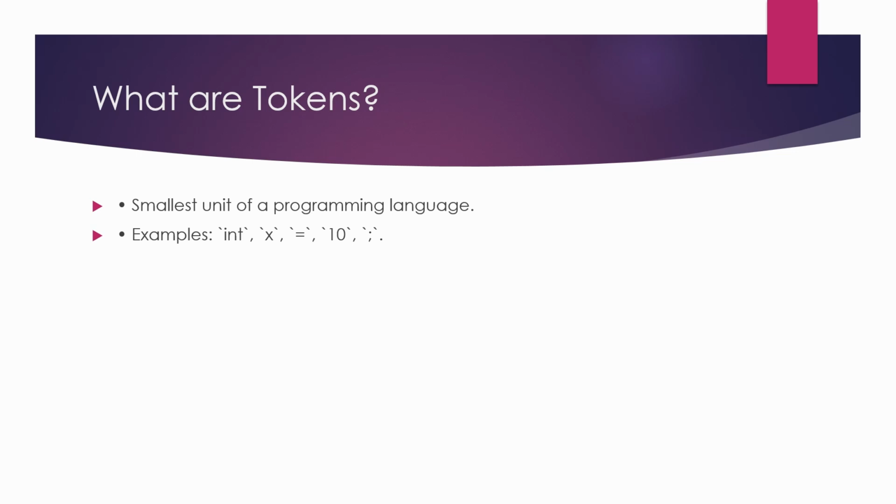Tokens are the building blocks of a program. They represent the smallest meaningful elements of a programming language. For example, keywords like int, operators like equals (=), or variables like x are all considered tokens.